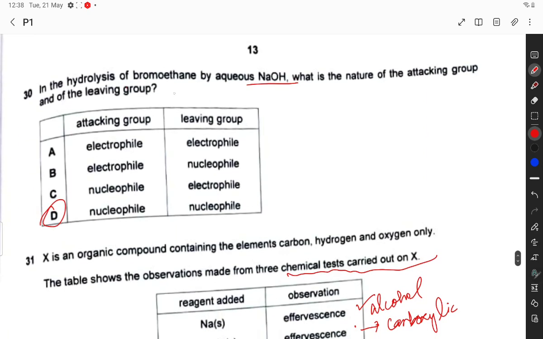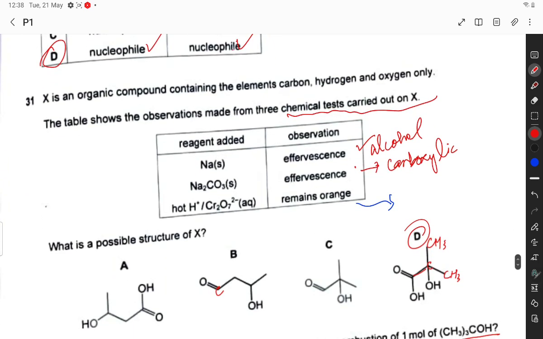In the hydrolysis of bromoethane by aqueous sodium hydroxide, what is the nature of the attacking group? This is the nucleophile, and the leaving group is the bromide. So the attacking group is the nucleophile. So option D is correct.